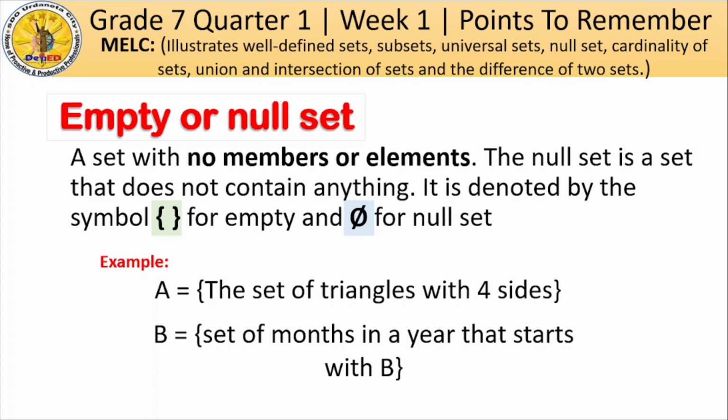Another, set B, the set of months in a year that starts with letter B. And we all know that there is no month in a year that starts with letter B. Therefore, we say that these two sets are empty or null sets.